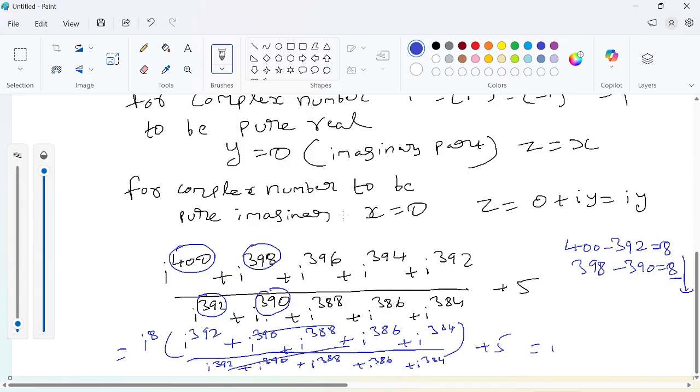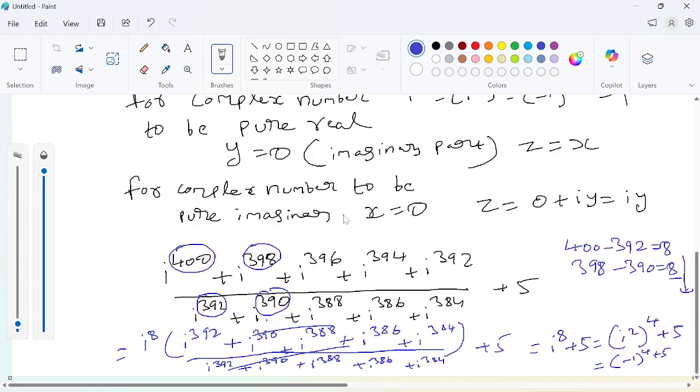i power 8 plus 5. i power 8 is how much? i square whole power 4, plus 5. But what is i square? Always try to simplify. If you have a large power of i, try to make it power 2, power 3, power 1. Okay? It will be very easy for you. i square means minus 1, whole power 4, plus 5.